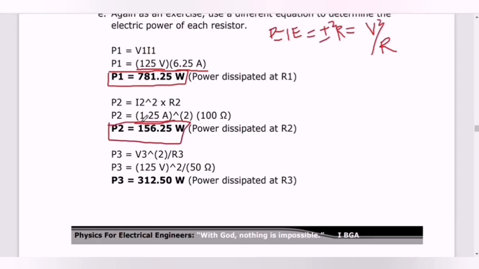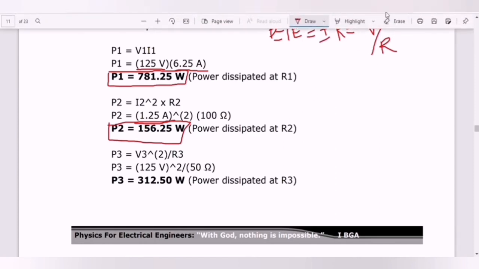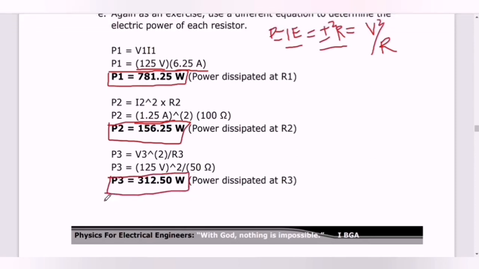So last to solve is the power dissipated in R sub 3. So V sub 3 squared divided by R sub 3, or we will use the latter equation. Or you can also use this one, as long as you will be involving only voltages, currents, or resistances in R sub 3. So V sub 3 is equal to 125 divided by the R sub 3, which is 50 ohms. So therefore, our P sub 3, using your calculator, we can have 312.50 watts power dissipated at R sub 3.